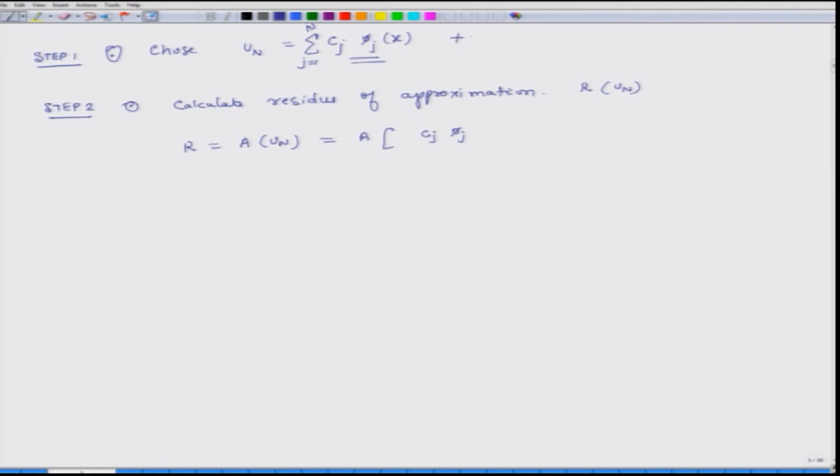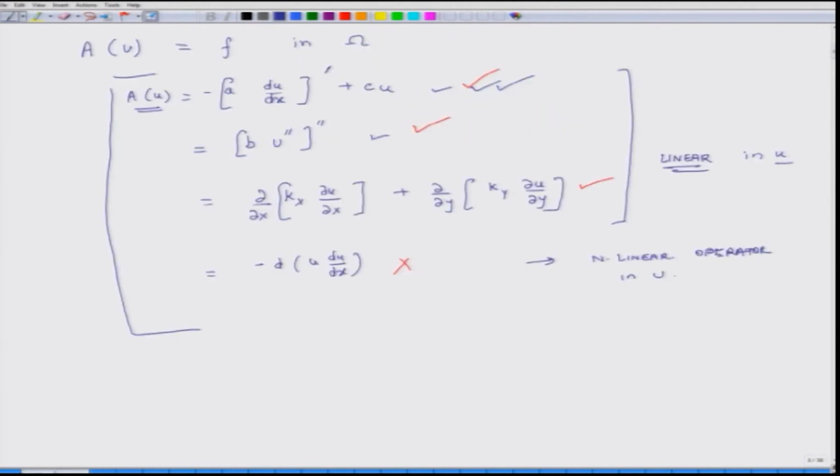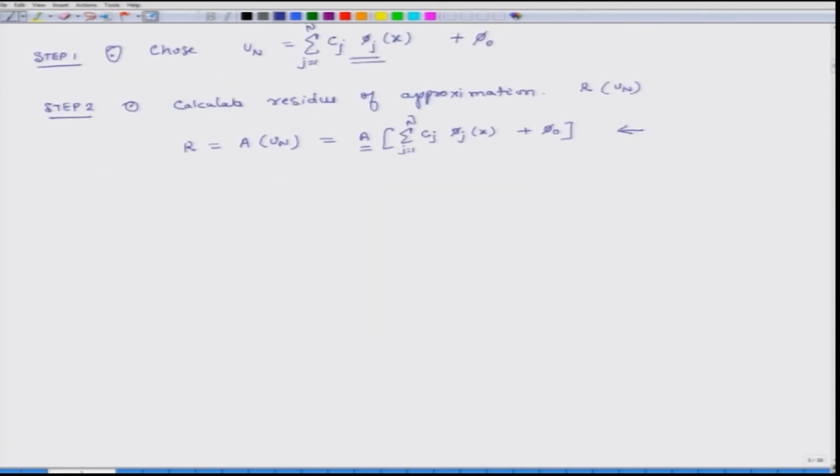Oh, I can also add a constant term here, phi naught. Okay. So, phi_j(x) plus phi naught, and the C_j times phi_j I am going to sum over index j. So, this is my residue, and this residue depends on the nature of the operator. This operator could be one of these or even something different. It depends on which governing equation we are trying to solve.